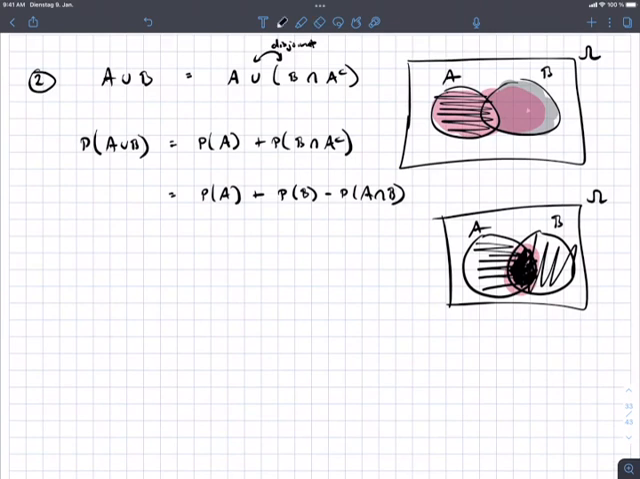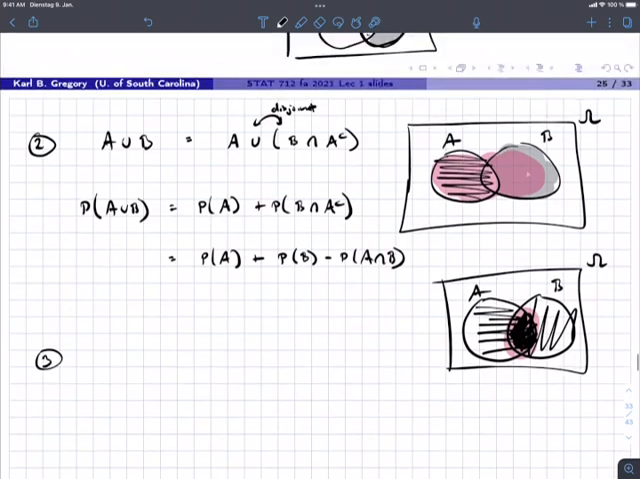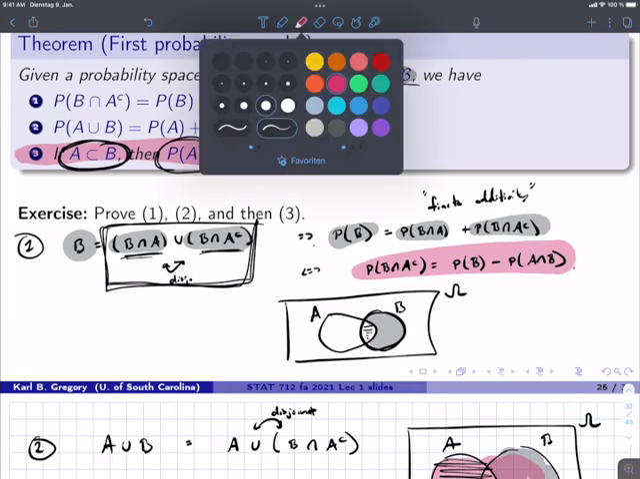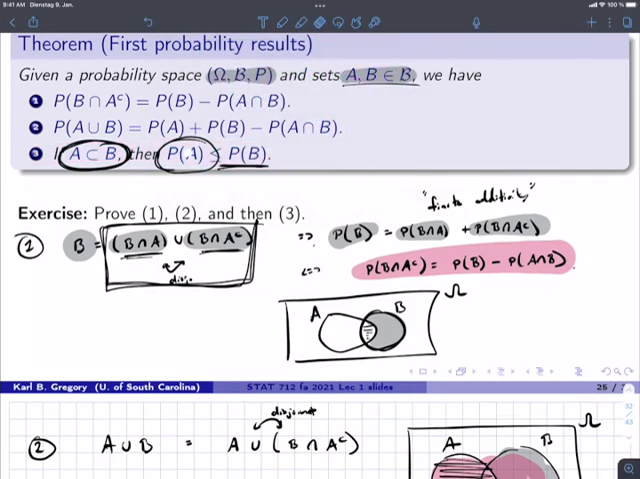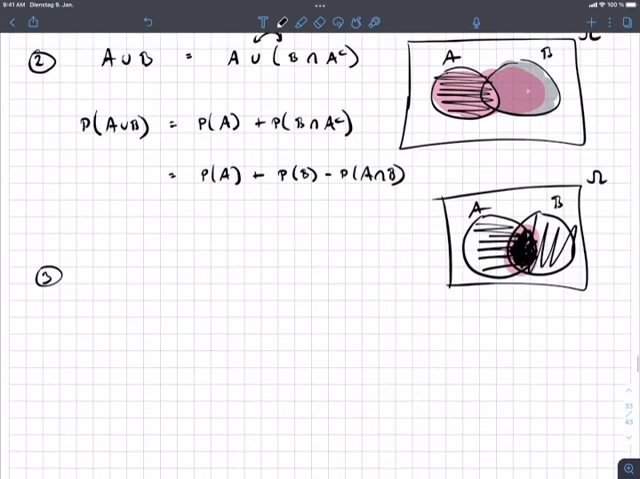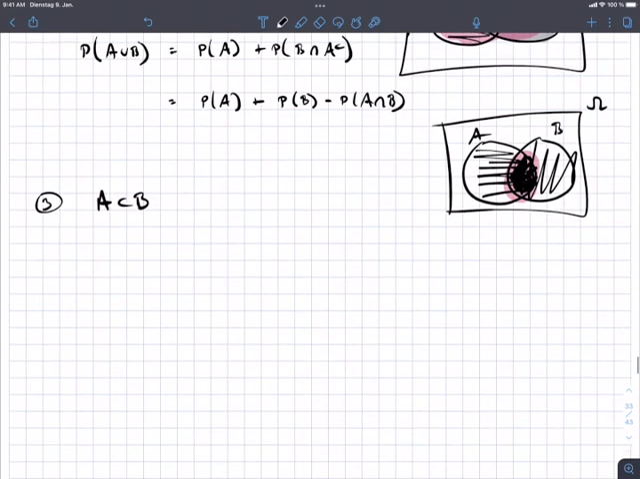Okay, but pictures aren't quite good enough for us now that we're in graduate school. So number 3. This says if A is contained in B, then the probability of A cannot be any bigger than the probability of B. Maybe I'll not use pink. So if A is in B, probability of A cannot be bigger than probability of B. How do we show this? So I've got A contained in B. Here's what we can say.